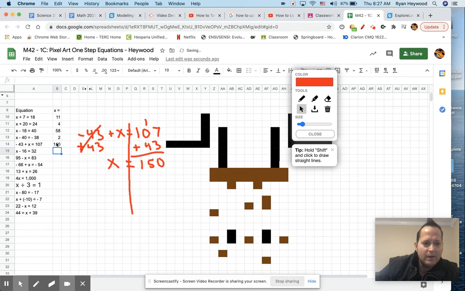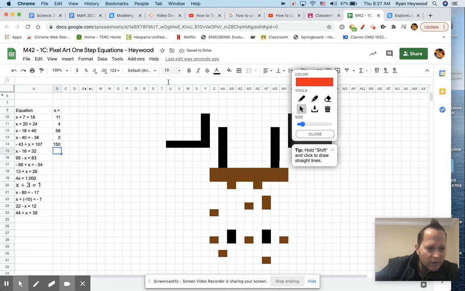All right. Now I'm going to skip a couple of these and go down to some that I think are a little bit more complicated. Okay, so let's take a look at number 16. 95 minus x equals 83. All right, this one doesn't look more complicated than the other ones, but let me show you there's actually something else that you need to keep in mind with this.